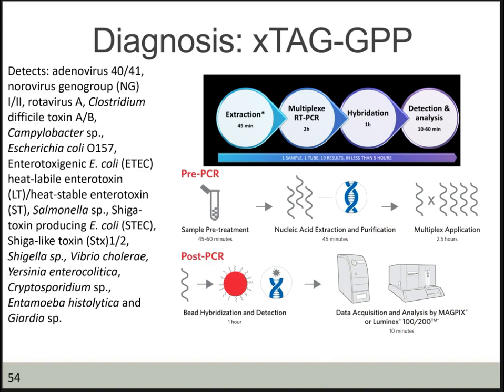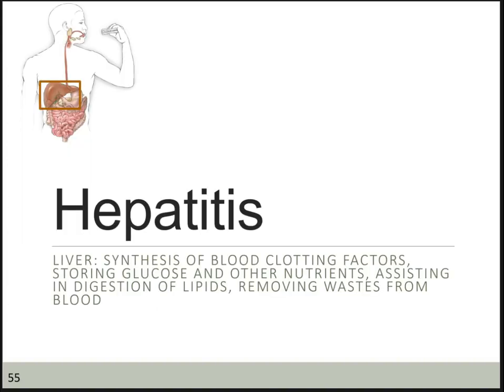Okay, so that's it for diseases of the gastrointestinal system. Well, no, that's it for diseases of the intestine. Now we're going to talk about diseases of the liver. These are referred to as hepatitis, hepa referring to the liver and itis referring to inflammation. So this is inflammation of the liver. The liver is an important part of the digestive system. It produces blood clotting factors, it stores glucose and other nutrients, and it helps in digestion of lipids and removing waste from the blood.